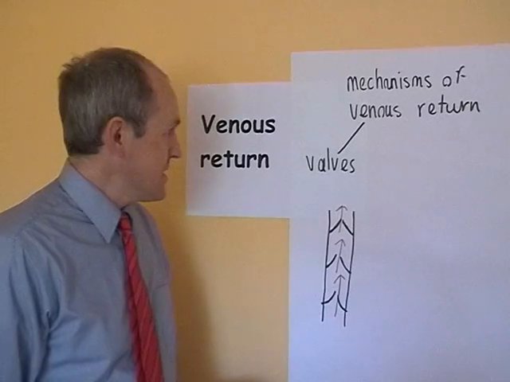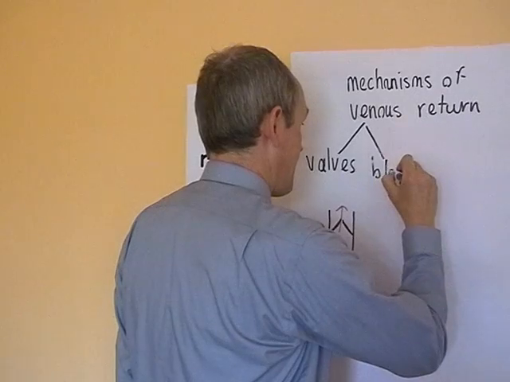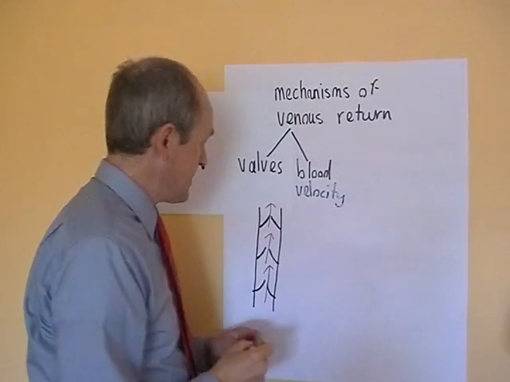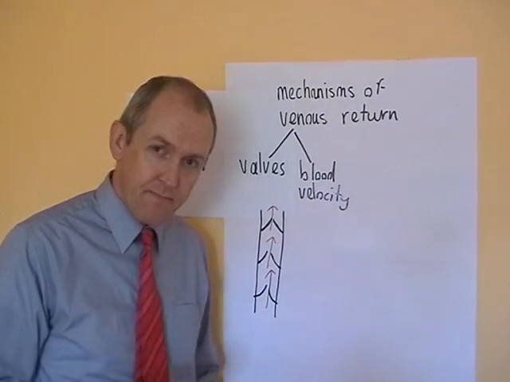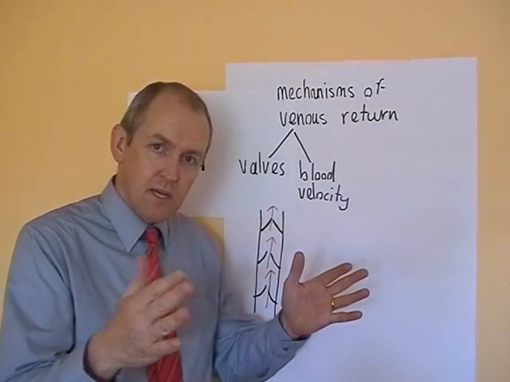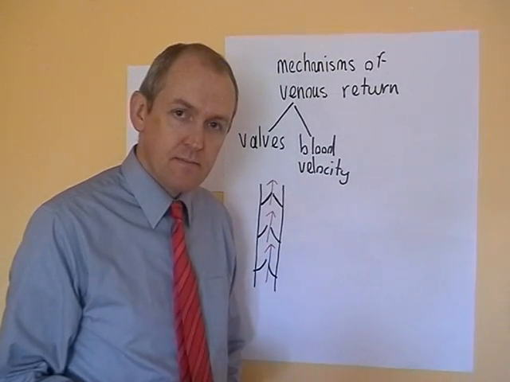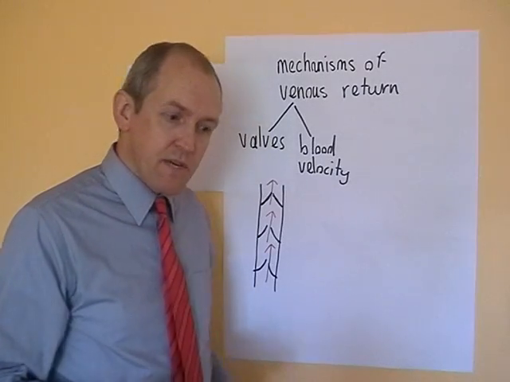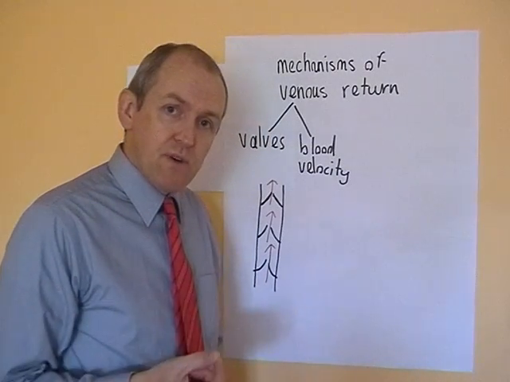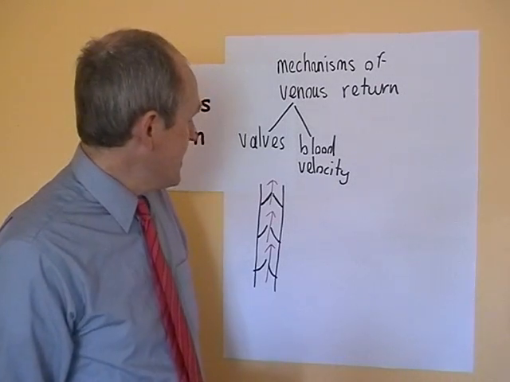Next point I want to mention is related to blood velocity. Now, what do we mean by blood velocity? Well, if blood is going from a wider vessel into a more narrow vessel, what will happen to the speed of the blood? Well, if it's being forced from a wide vessel into a narrower vessel, the rate of blood flow is going to increase. The speed or the velocity of the blood will increase. And it's the same in the veins.